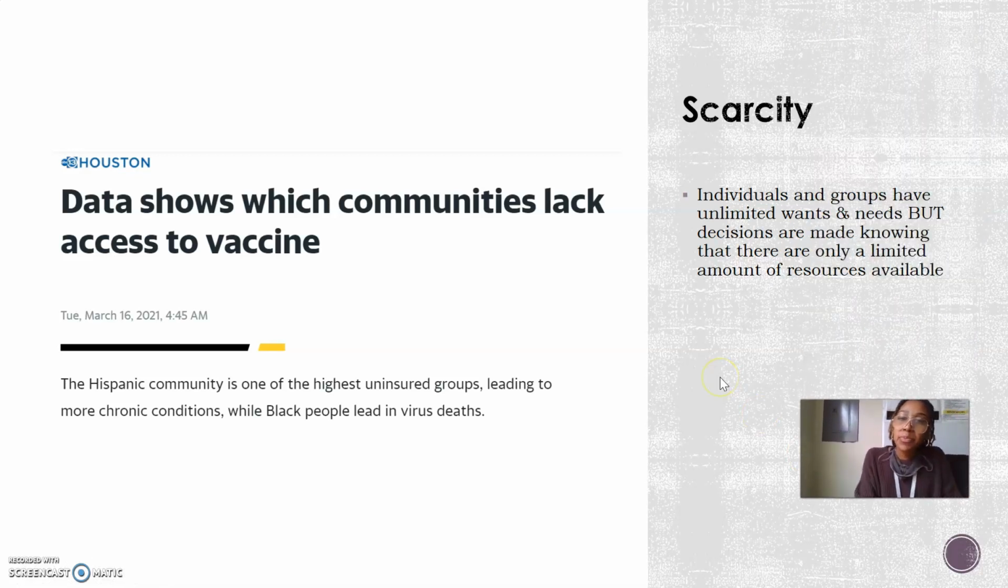So scarcity, again, is when individuals and groups have unlimited wants and needs, but decisions are made knowing that there are only a limited amount of resources available, right? Like, again, with COVID and these vaccines, a lot of communities, especially at the beginning of when we started receiving vaccines, lacked access to vaccines, and that's still very prevalent today, specifically within Black and brown communities. So again, resources are scarce, and the government and various institutions have to figure out how to provide these resources when they're scarce.